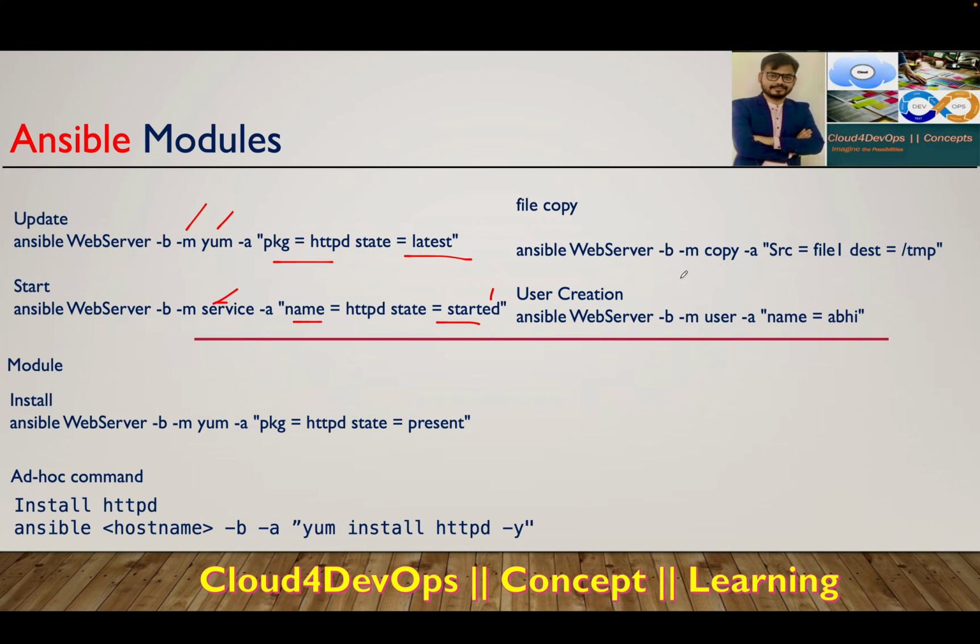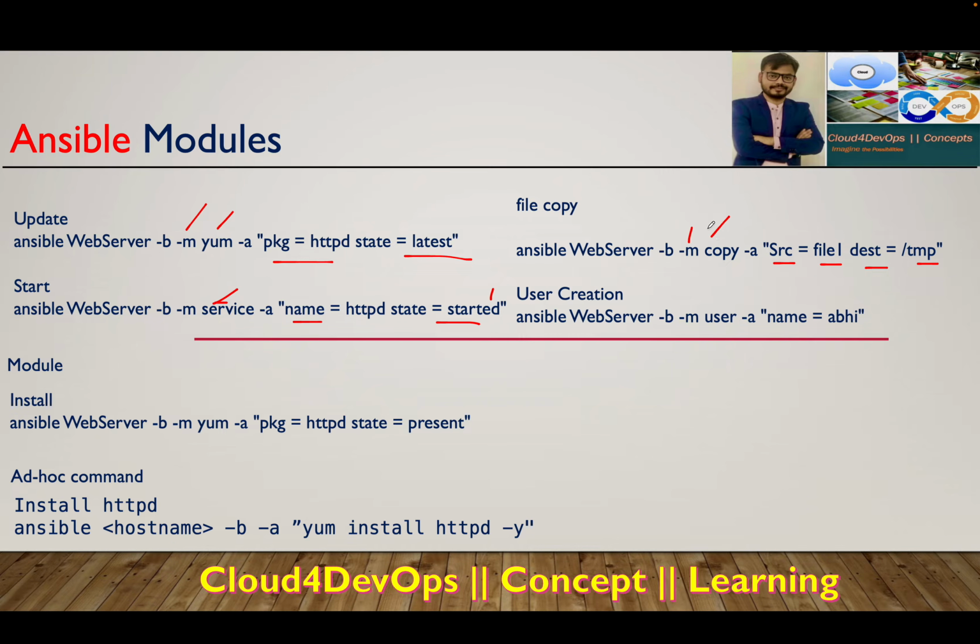Now if you want to do a file copy, then the module changed to copy. The syntax within the argument is src is equal to whatever the file name is, and destination is equal to whatever the location that you want to copy to. You don't actually have to remember it. You can do it from the list of modules that we have. I will share the documentation of the modules in the description section.